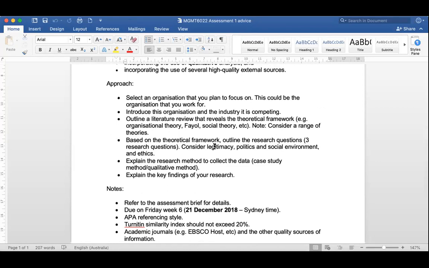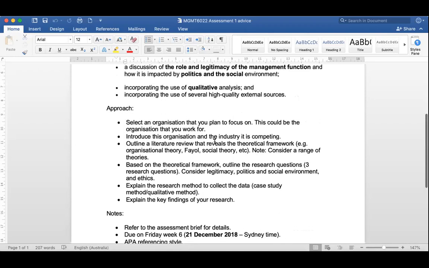Okay, outline the literature review. Okay, so here you need to go through a range of theoretical frameworks, a range of theoretical concepts. Okay, you can look at the organizational theory, Mintzberg, the ones that we just discussed, or social theory that we are going to discuss in the next few sessions. Okay, consider a range of them. Okay, and then based on that, you outline the 3 research questions. I just gave you some illustrations in this presentation. Okay, you can consider the legitimacy, politics, and social environment, basically.